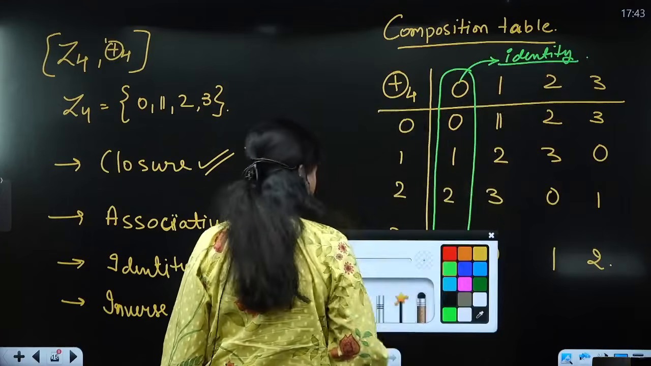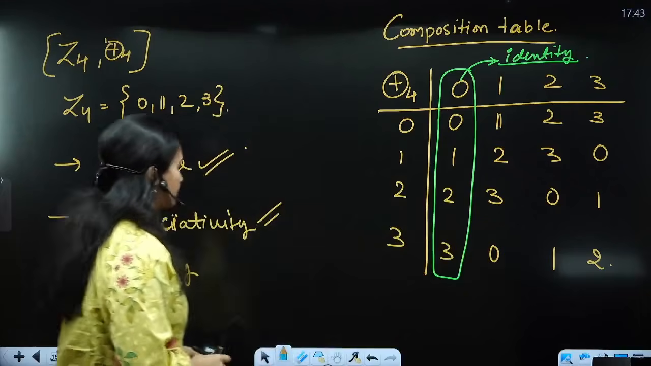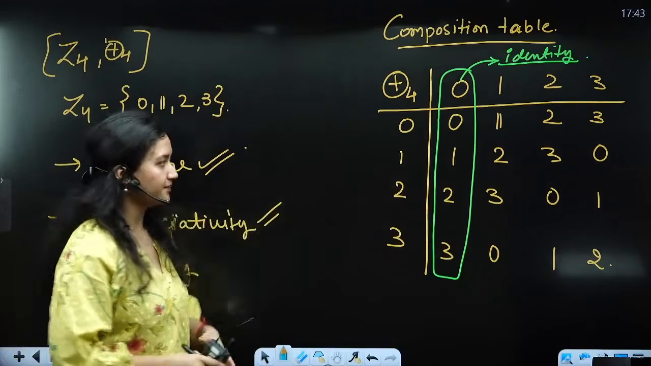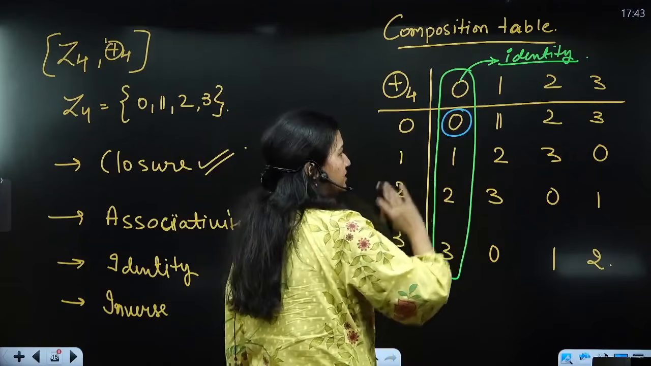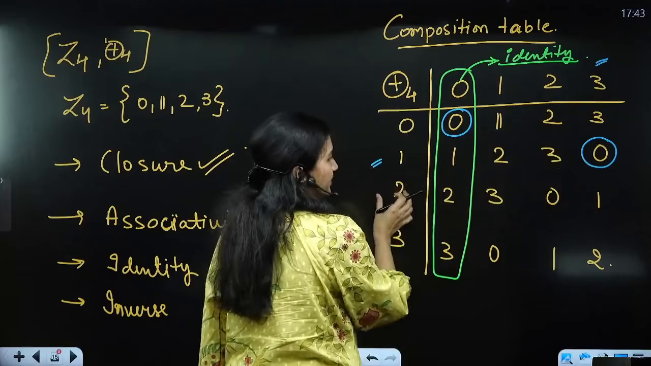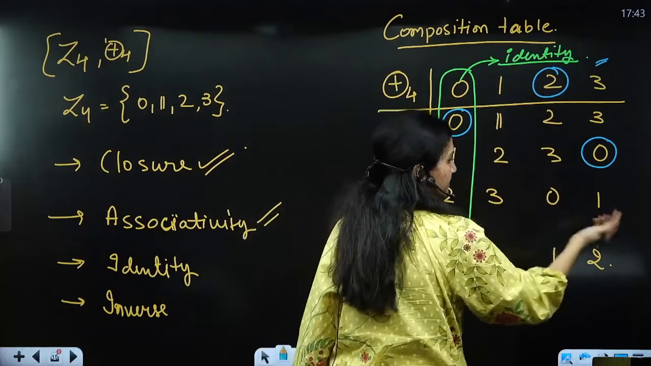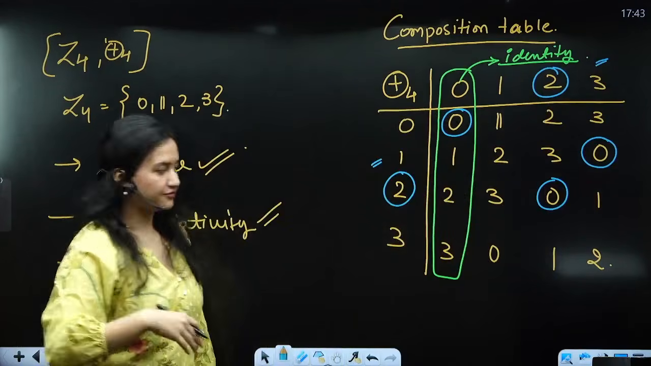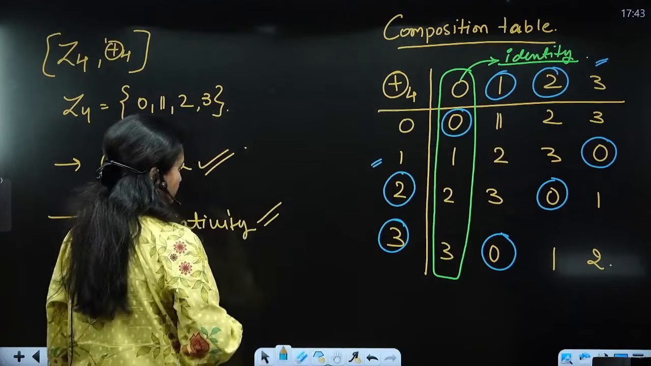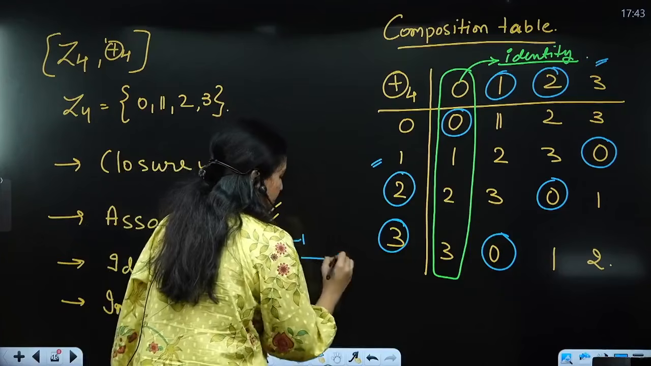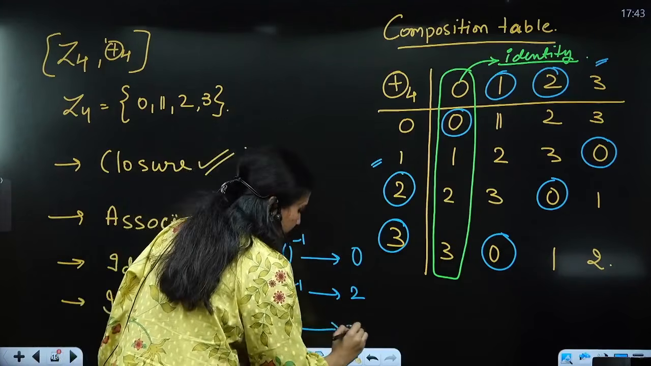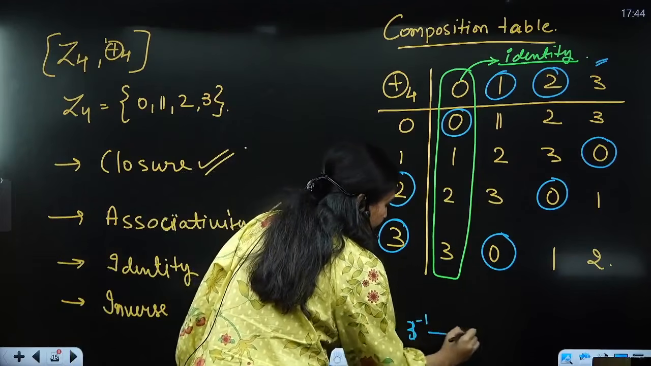And now for inverse. Now for inverse, what do we check? For inverse, we are supposed to look for element with which, when this element is operated, I am getting the identity element as the answer. So for 0, I am getting 0 here. That means 0 is self-inverse because it is the identity element. Now for 1, I am getting 0 here. That means 1 and 3 are inverses of each other. And then 2, I am getting 2 here. So that means 2 is a self-inverse element. That means it is inverse of itself. And then finally 3 is inverse of 1. So you are getting identity element here. So this implies that identity 0 inverse is 0, 2's inverse is 2, 1's inverse is 3 and 3's inverse is 1, right?